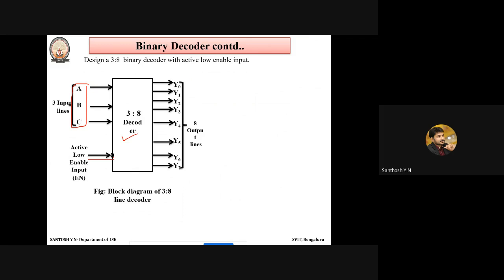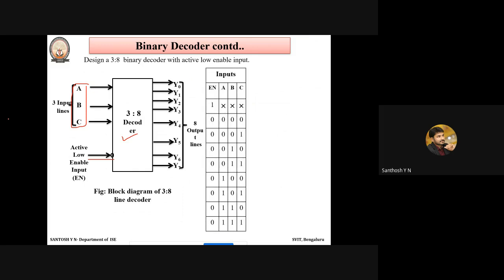In the previous decoder, I explained with respect to active high. Now I just wanted to explain with respect to active low. That's all. Even 3 to 8 decoders with an active high enable input signal are available in the market. Now we shall see the truth table of this.